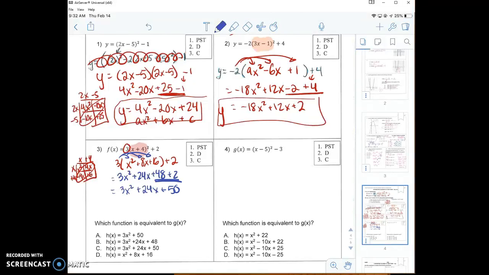Which function is equivalent to g of x? So I'm going to compare what I got to my answer choices. The only one that matches is choice C.